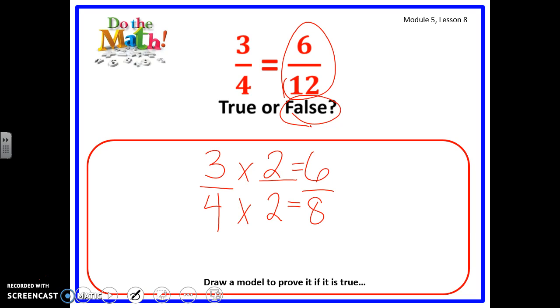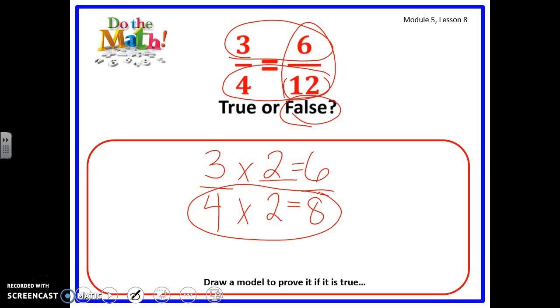If you multiply the top, the numerator, and the bottom, the denominator, by the same number, and you match these, so you got this correct, but then you go to your denominator and you see that it does not match, you proved it. You can move on.